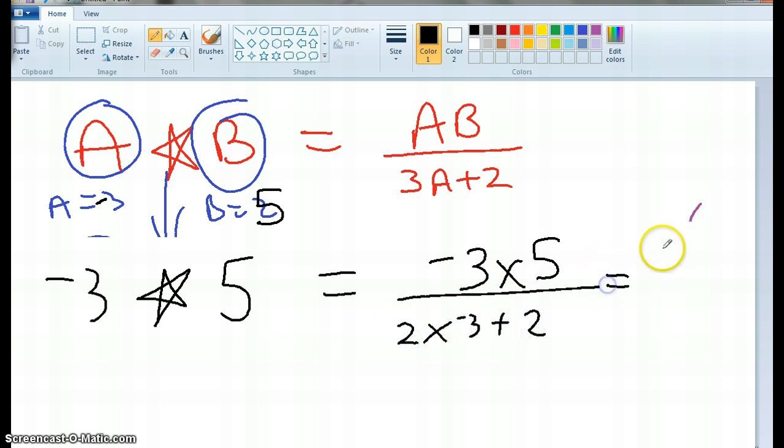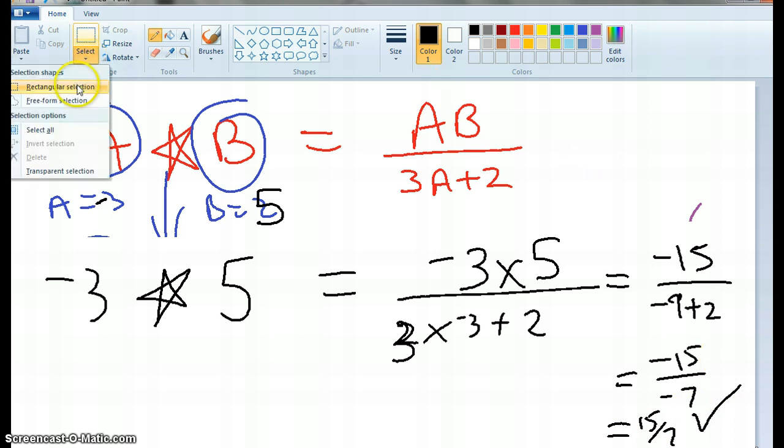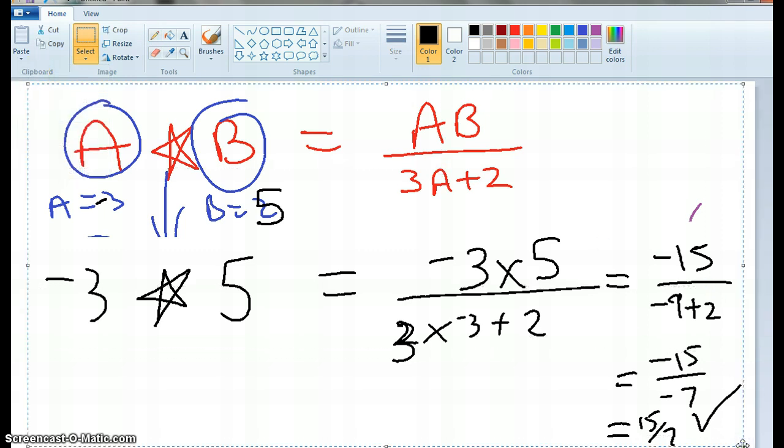Okay, order of operations. At the top we've got negative 15. And on the bottom we've got negative 9 plus 2, correct? And so we're going to have negative 15 over negative 7, which is the same as 15 upon 7. Okay? Good? Excellent. Alrighty. Now, that's all you have to do. It's just substitution.